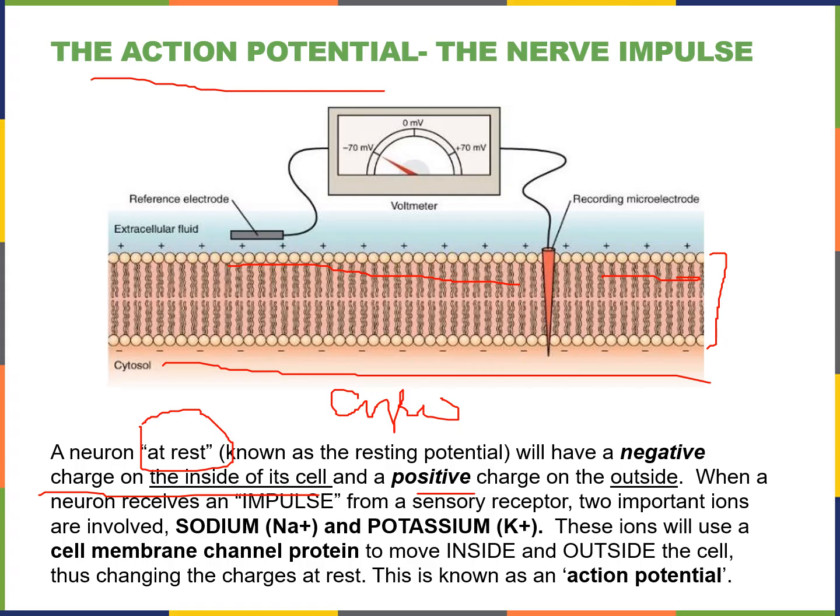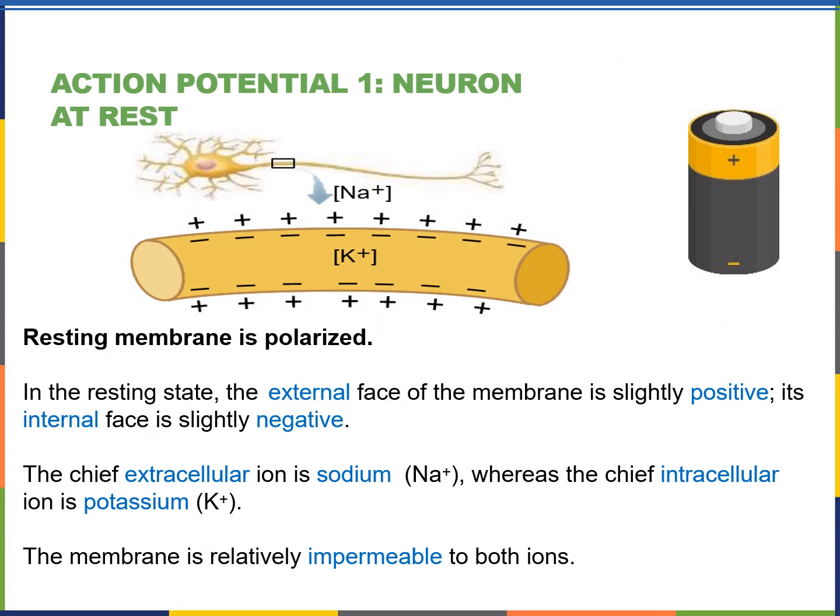So the two ions that are important are the sodium ions and potassium ions, and we're going to take another look on the next slide at where they're located. These ions will use a cell membrane channel protein. If you remember from learning about the phospholipid bilayer, there were always proteins embedded within the bilayer, and those proteins can move ions. So those channel proteins help in this process. So let's see how we get an action potential.